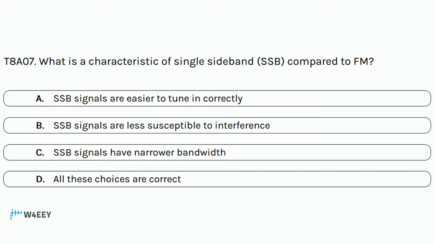C. Charlie. Single sideband signals have narrower bandwidth is correct. They're not easier to tune in. You heard that I had it mistuned there for a while. That's what happens. It's very finicky about tuning. And because it's an amplitude modulated signal, interference from static crashes, lightning, and stuff like that is easily heard.